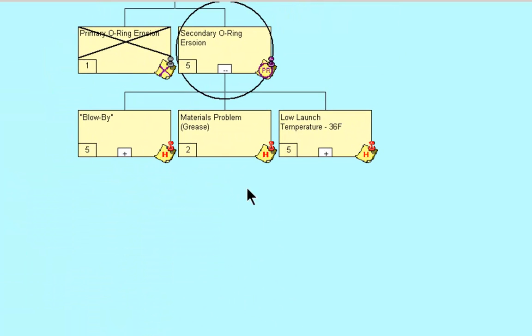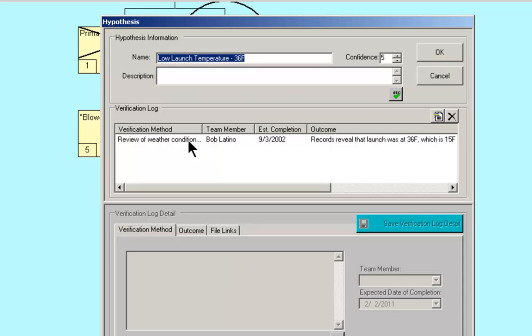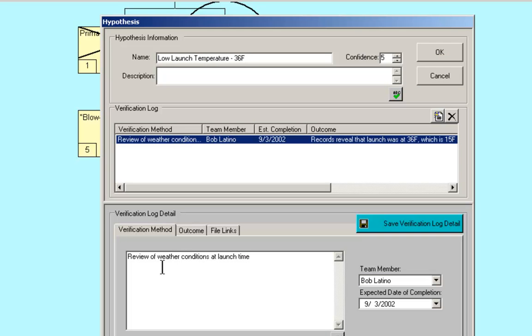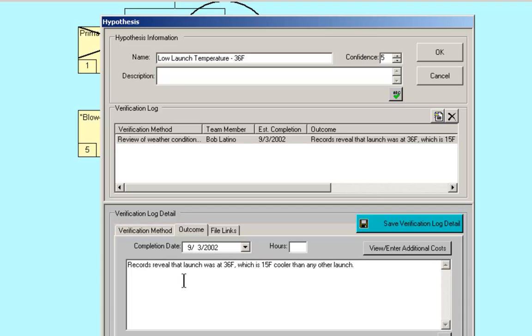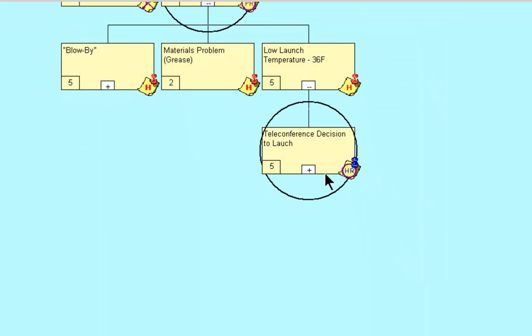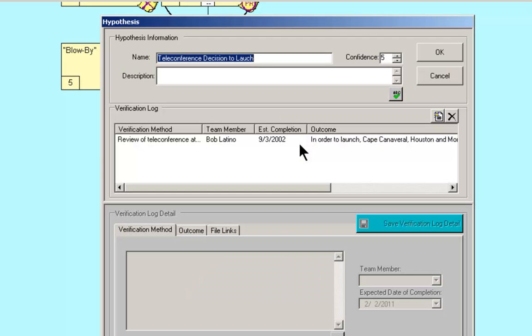Okay, so now let's follow the other path. Low launch temperature. Let's look at this for our verifications, a review of the weather conditions at the time of launch. Records reveal that the launch temperature was at 36 degrees Fahrenheit, which is 15 degrees colder than any other launch. Why did we launch in spite of that evidence?